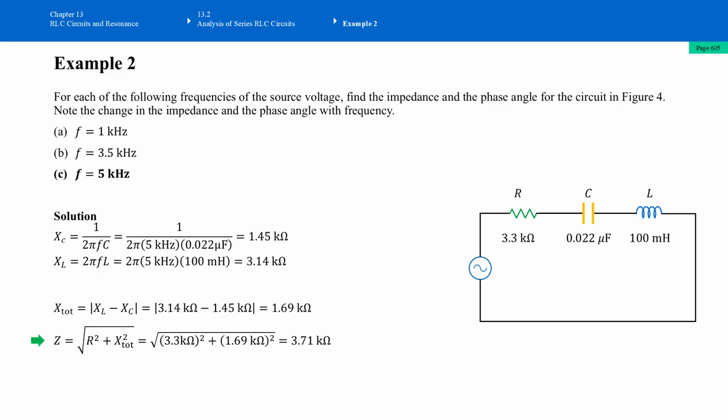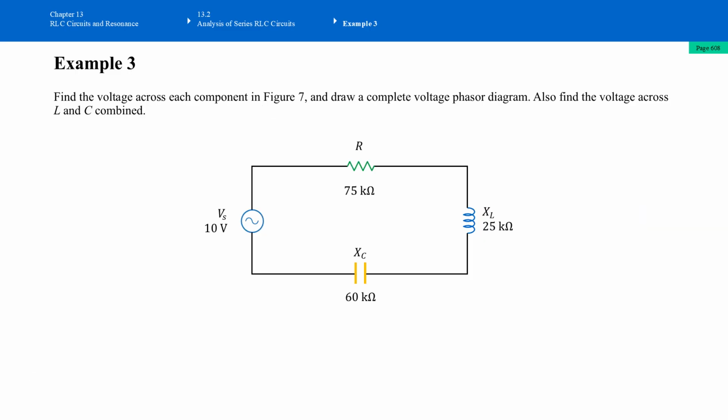Now let's find the phase angle. Theta equals the inverse tangent of X total over R. The new X total for 5 kilohertz is 1.69 kilo ohms, divided by 3.3 kilo ohms. So the angle is 27.1 degrees. This is example 2. Now let's work on example 3.